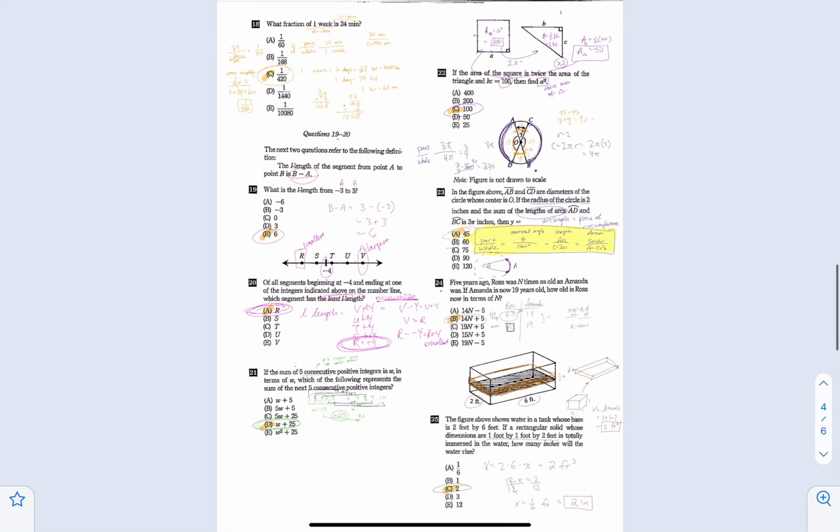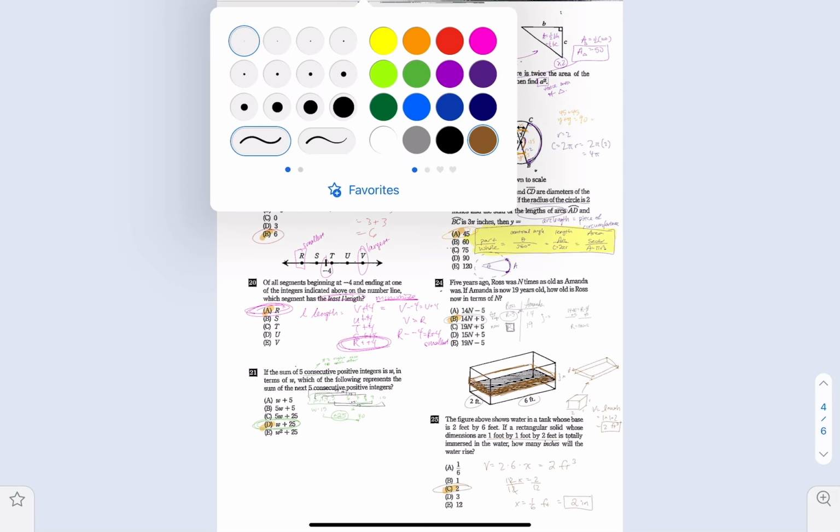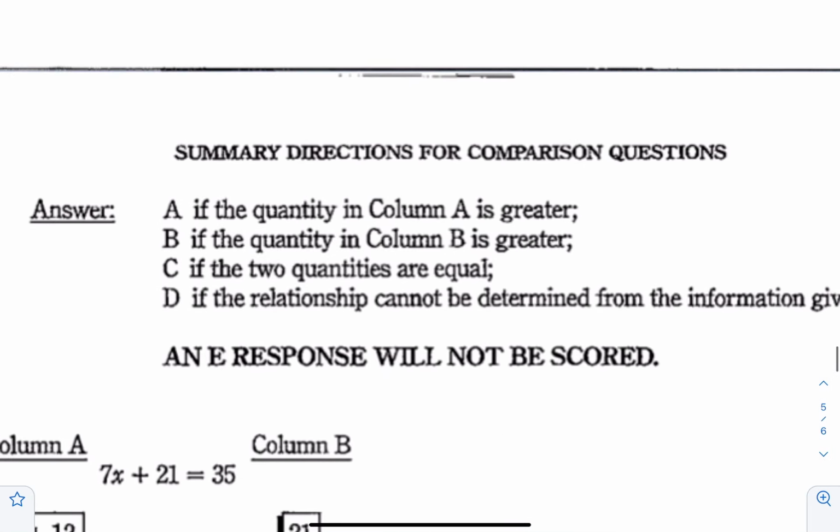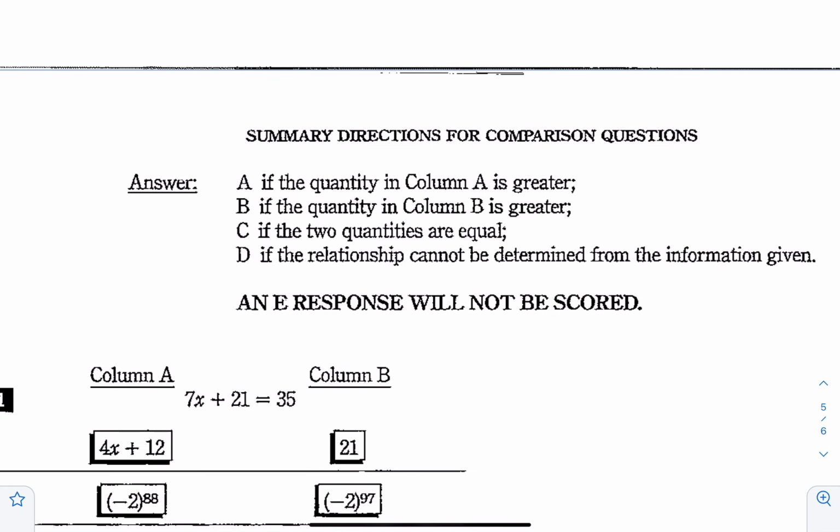So here's the summary for this page. For the next section, you have to compare two different things. You choose answer A if the quantity in column A is greater, choose B if column B is greater, C if they're equal, and D if you can't tell based off the information that's given.